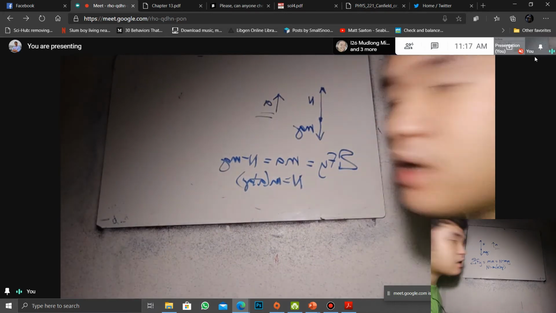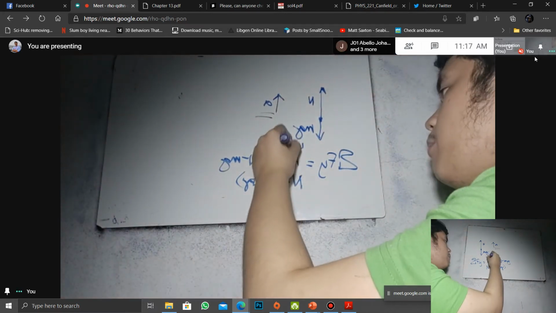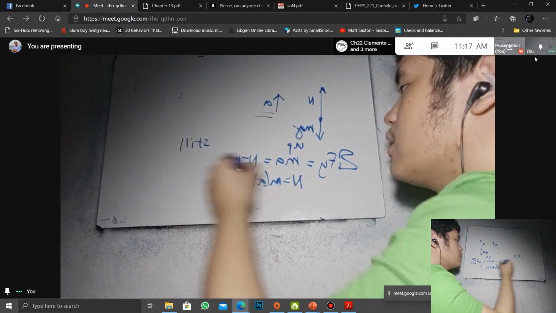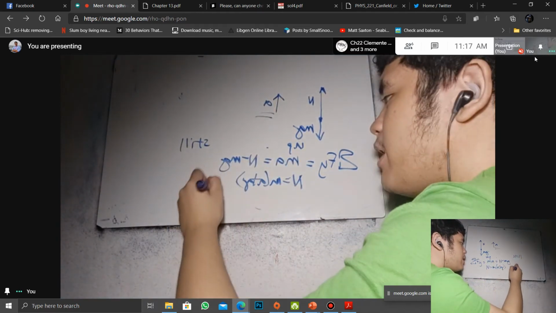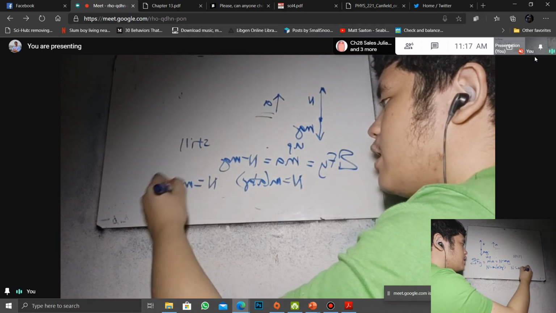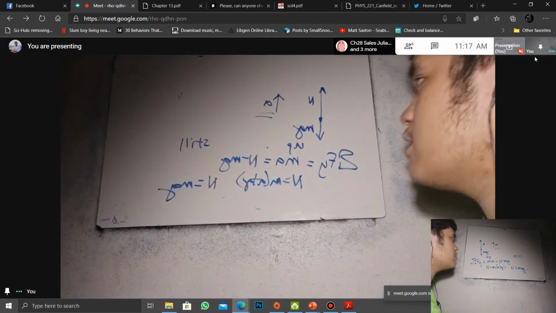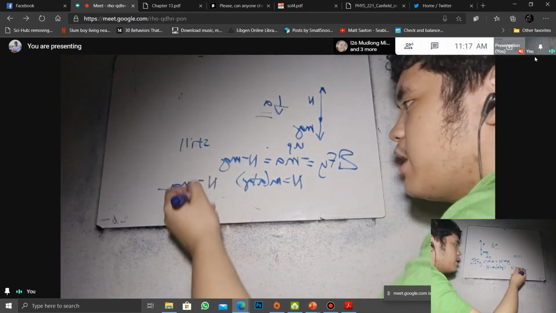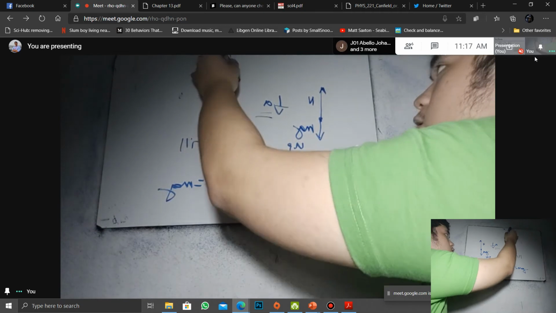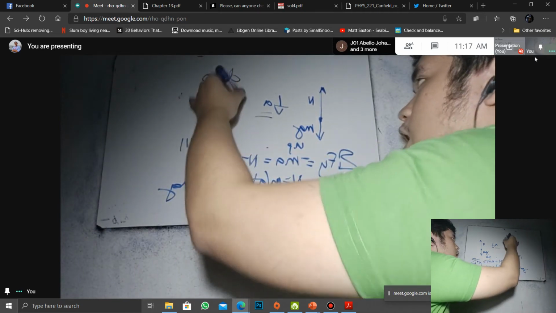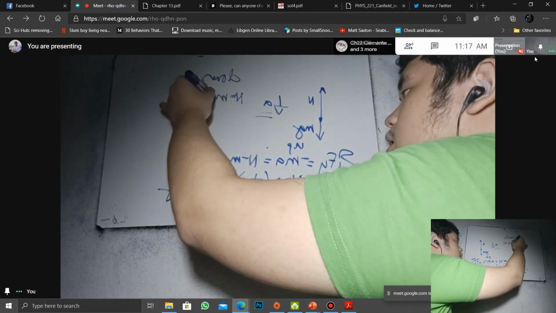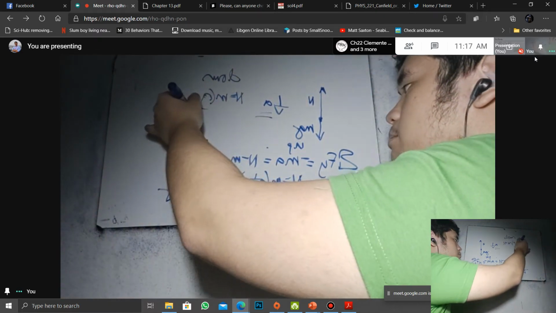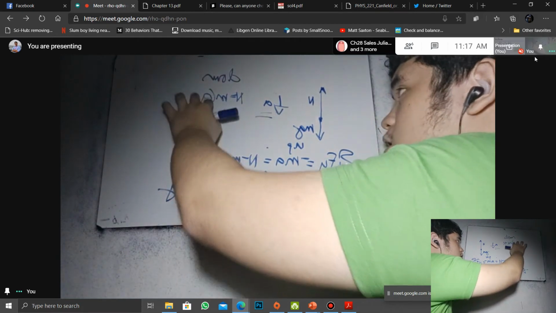Kapag still lang, ito moving up. Pag still, wala acceleration. So, zero to. Malalaman natin, n equals mg. Kapag naman moving down, negative to. Diba? Going down. So, negative. So, alam natin na kapag moving down, n equals m times g minus a. Diba? A minus g.